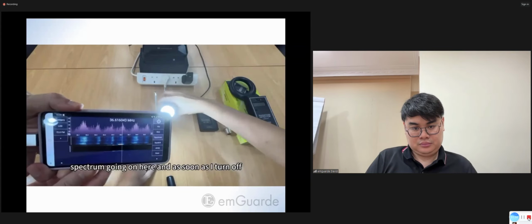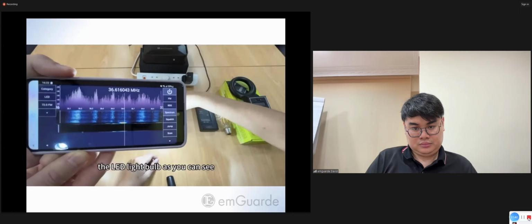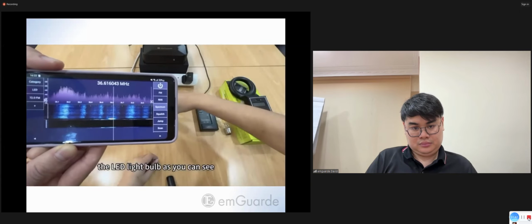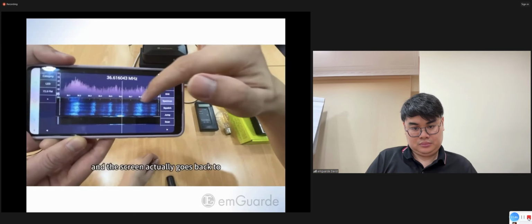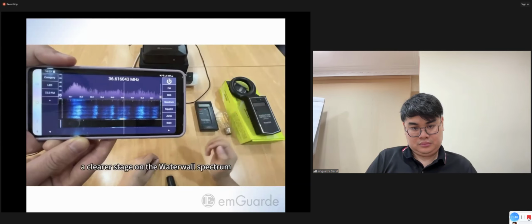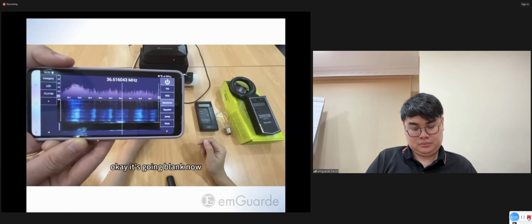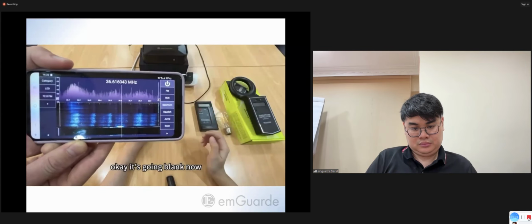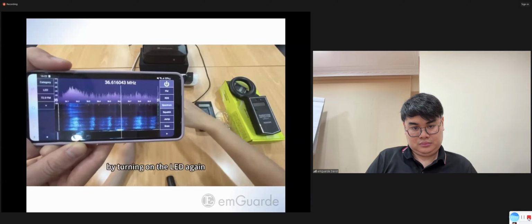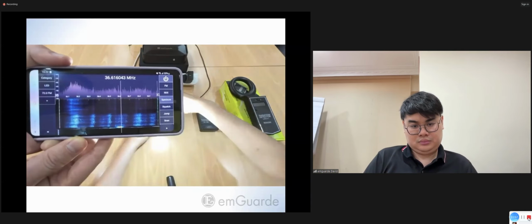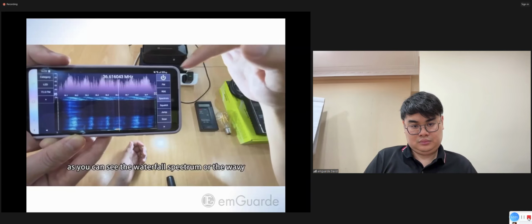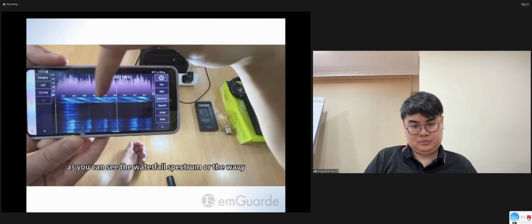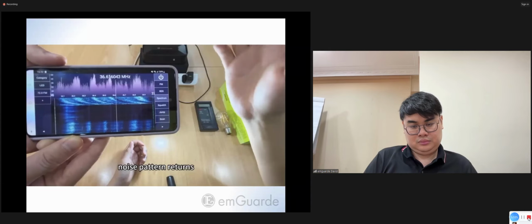As soon as I turn off the LED light bulb, there's a reduction, and the screen here actually goes back to a clearer state on the waterfall spectrum. Okay, it's going blank now. Let me repeat the same contrast by turning on the LED again. As soon as I turn on the LED, the waterfall spectrum, or the wavy noise pattern, returns.